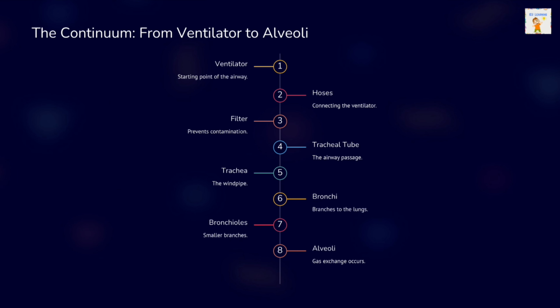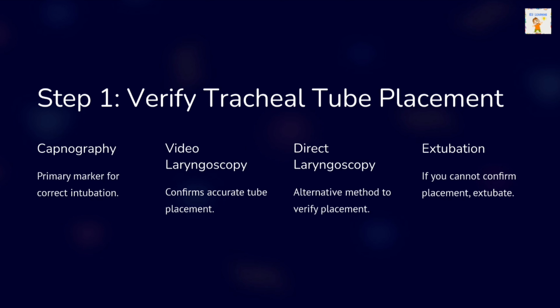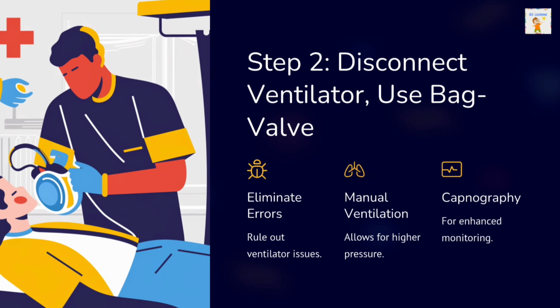So if we see the continuum from ventilator to alveoli, first is ventilator, including all the connections, the hoses, the HME filter, tracheal tube, trachea itself, bronchi, bronchioles, and alveoli at the end. So first step is to verify tracheal tube placement. You can verify using capnography, video laryngoscopy, or direct laryngoscopy. And if we cannot verify, we have to extubate and reattempt. Here we are presuming that we have put the tube in the right place.